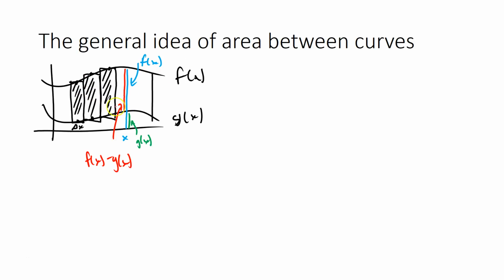So really all we're doing here is integrating from wherever we want to start. Let's call it A. Okay, so to find the area between the curves, let's say we're going from A to B. We're going to integrate from A to B of f of x minus g of x dx.